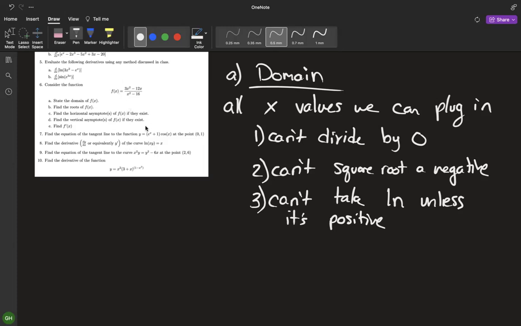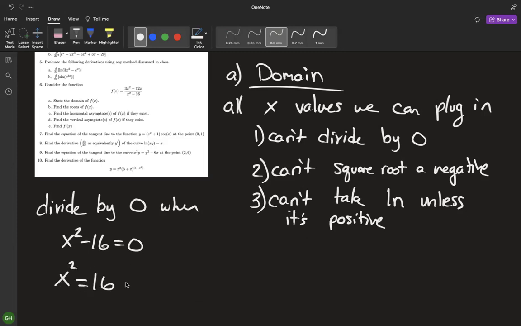So looking at this function, there's no natural log, so I can ignore rule 3. And there's no even roots, so I could ignore rule 2. All I need to check for is, am I going to divide by 0? So we divide by 0 when the bottom is equal to 0. Let's see, when does this happen? This happens when x squared is equal to 16.